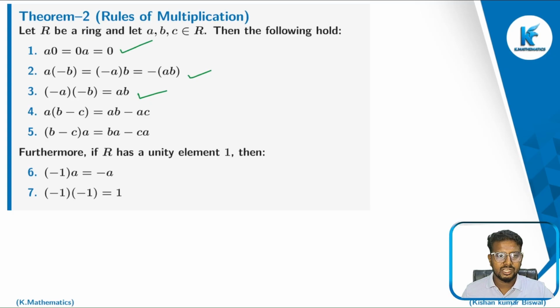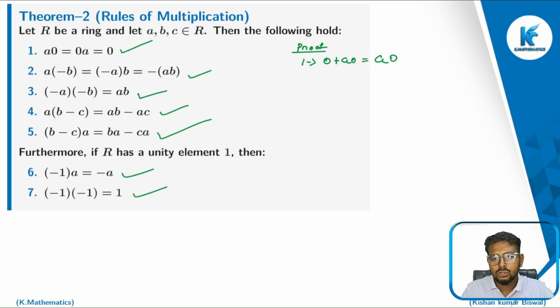And in fourth property, which is distributive over subtraction, a into b minus c equal to ab minus ac. And in fifth property, b minus c into a equal to ba minus ca. And furthermore, if R is a ring with unity, that means it has a unity element 1, which is multiplicative identity, then in sixth property minus 1 into a equal to minus a, and in seventh property minus 1 into minus 1 equal to 1.